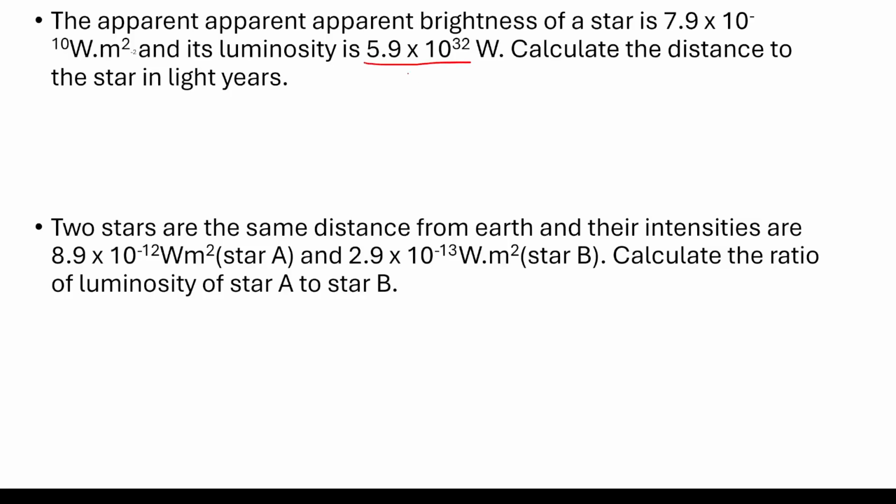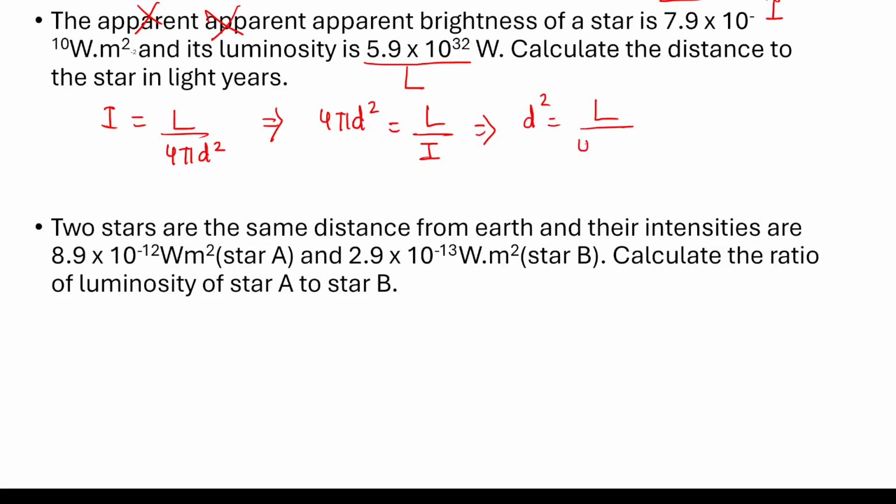Now, the luminosity is in watts and intensity is in watts per meter squared, or apparent brightness. Apparent brightness is nothing but the intensity. So if I write intensity is L over 4 pi d squared, rearranging, 4 pi d squared is L over I, d squared is L over 4 pi I, and then of course my d is the square root of L over 4 pi I.